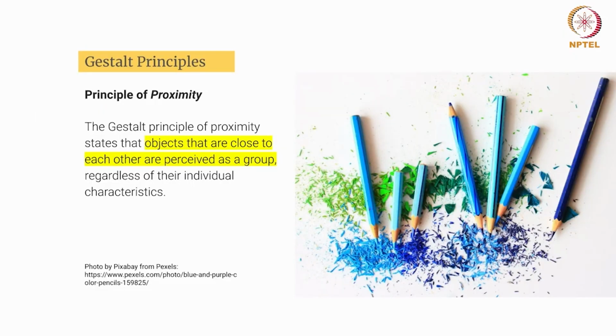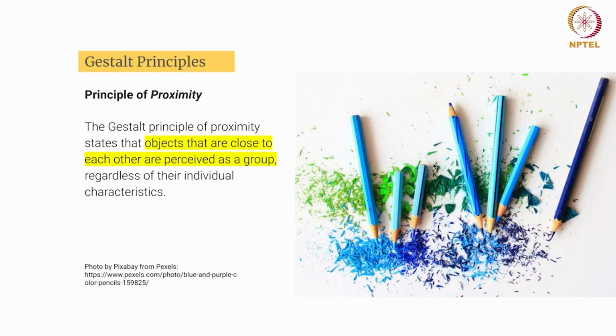So, the principle of proximity states that objects that are close to each other are perceived as a group regardless of their individual characteristics. This principle highlights how spatial relationships influence our perception, enabling us to organize and interpret visual elements based on their nearness to one another. If you see in this picture, you will automatically group this set of pencils together and this set of pencils together, and this one to be excluded from any other group.